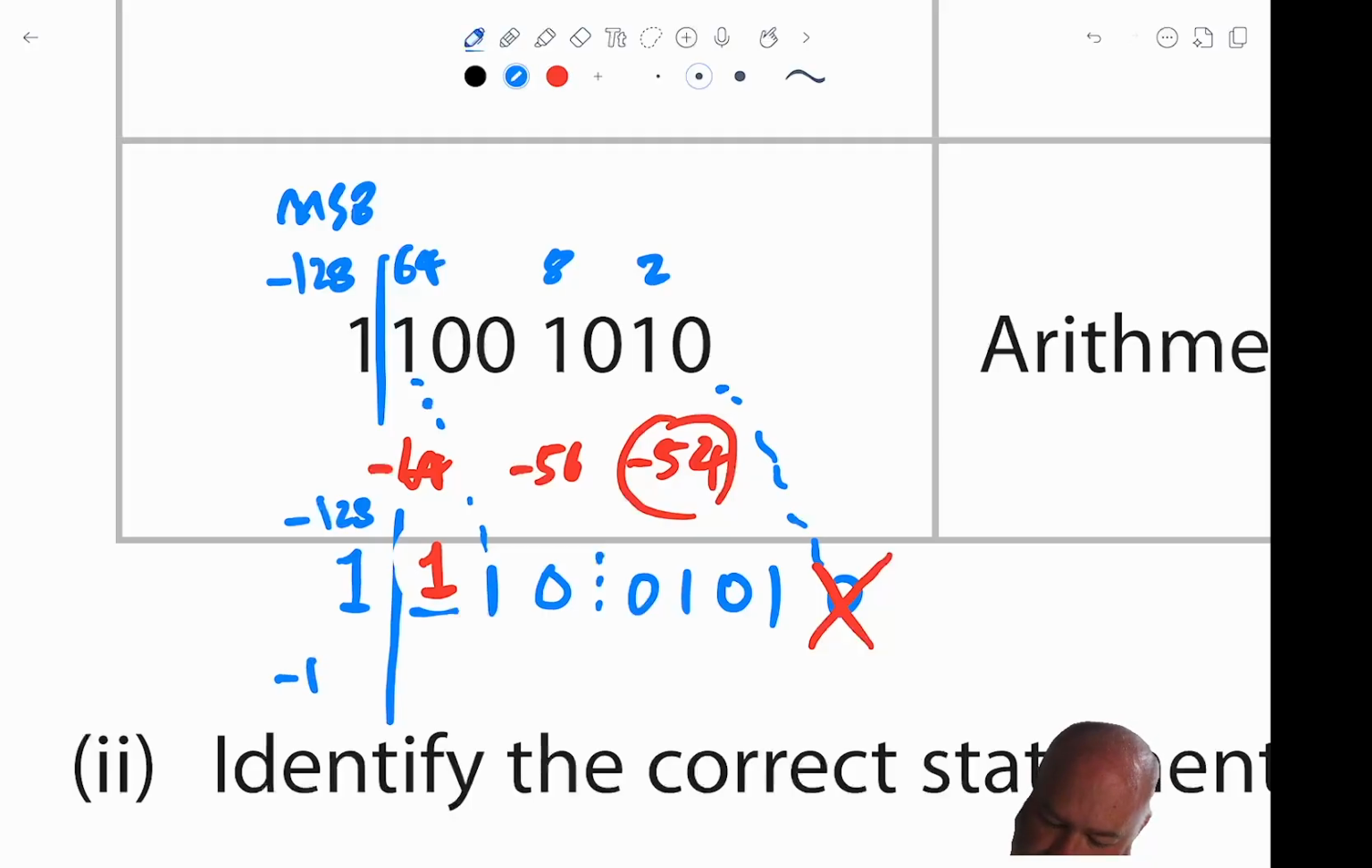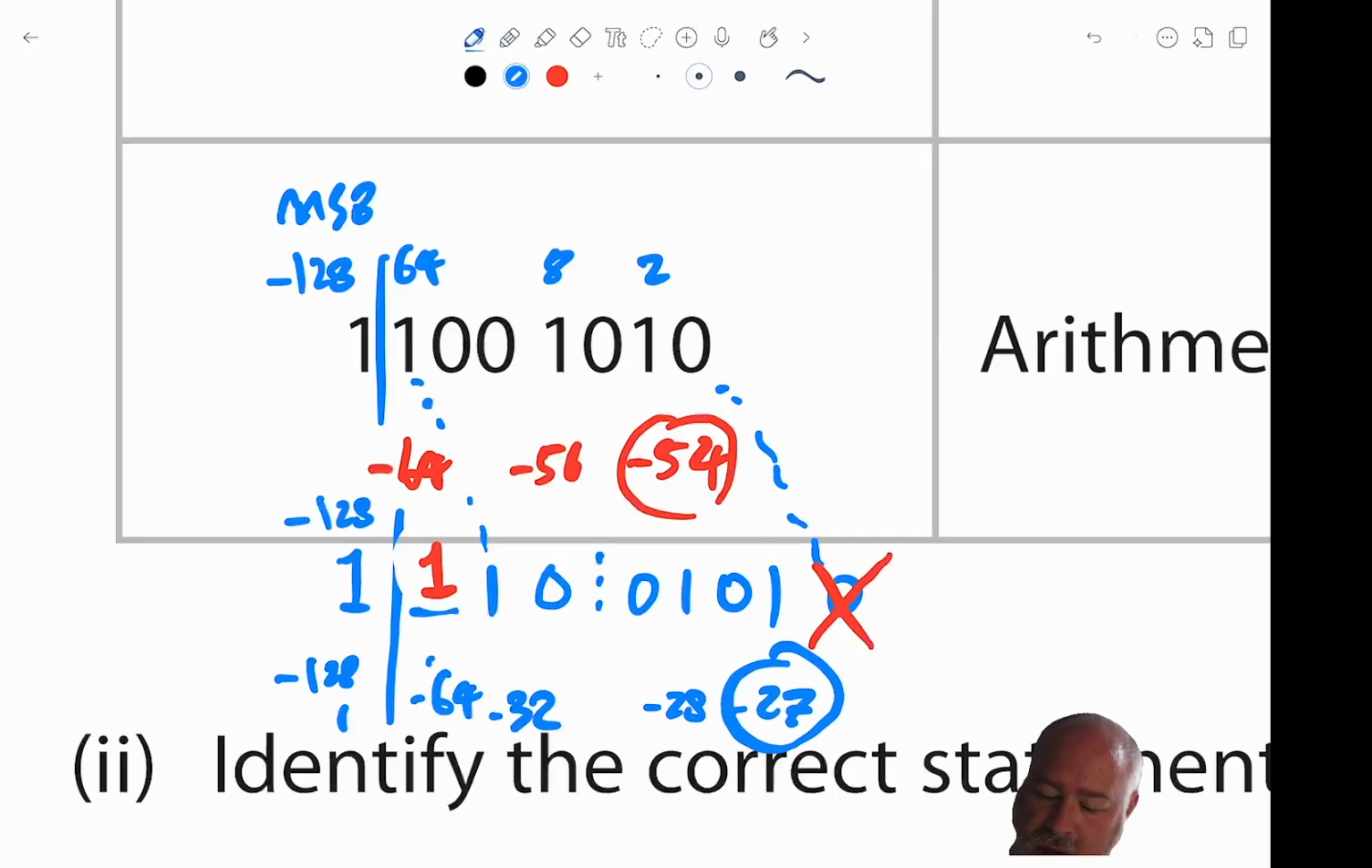It's minus 128 plus 64, which is minus 64, plus 32, so minus 32, plus 4, so minus 28, plus 1, minus 27. So we've just proved to ourselves that by moving it over, an arithmetic shift once is minus 27.